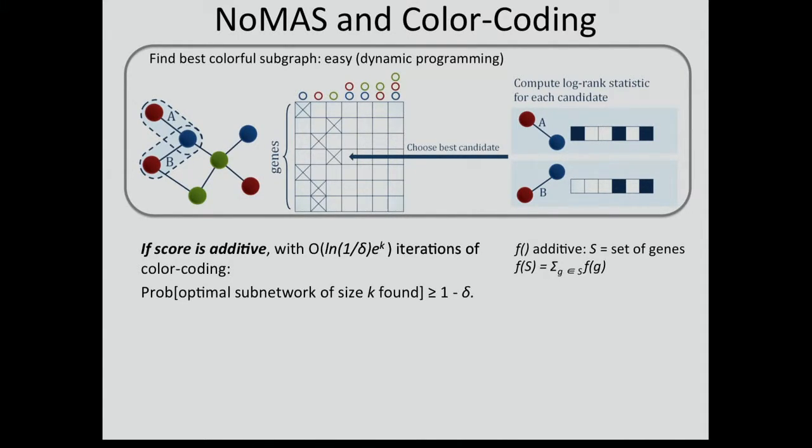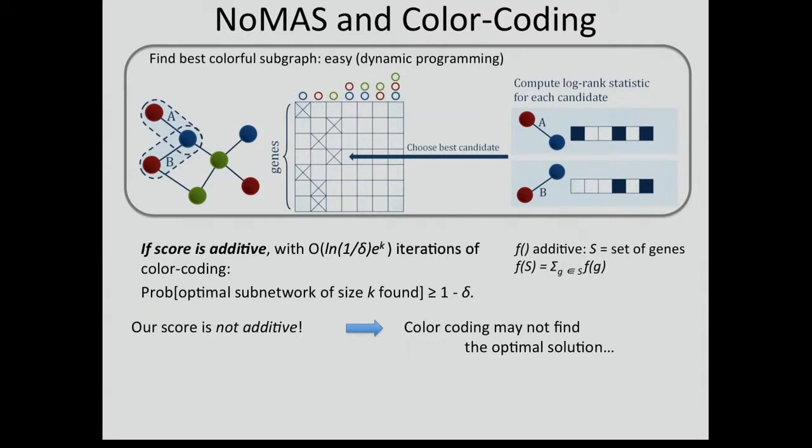So what does this imply for our problem? Well, our score is not additive. That means that color coding may not find the optimal solution. Actually, in the recon paper, we have the proof that with the addition of a few vertices, in the worst case, we will not identify the optimal solution.